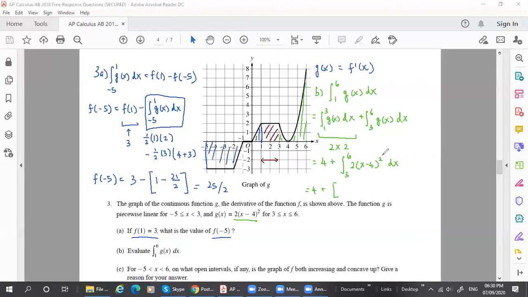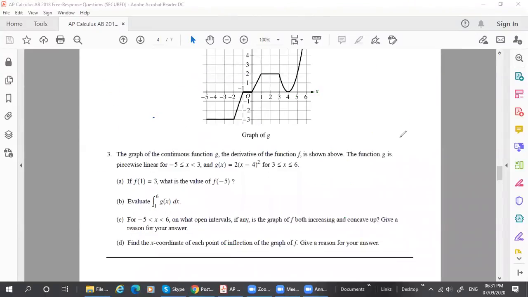So from here, the indefinite integral is given by 2/3 (x minus 4) to the power of 3 from 3 to 6, and that gives you a 6 for this part, and you have a value of 10. So that is for parts A and B. Now we will look at C and D.